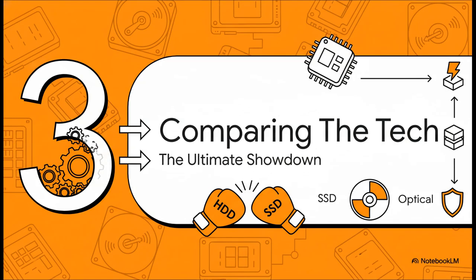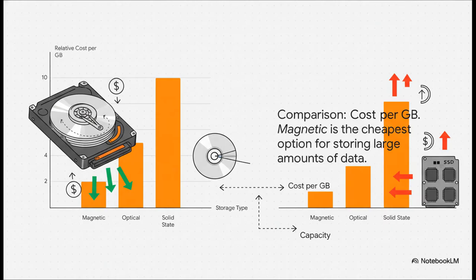And that leads us perfectly into what is probably the most important part for your exam. It's time for the ultimate showdown. How do these three technologies actually stack up? Let's start with a big one: cost. How much bang do you get for your buck? Well, as you can see, magnetic storage is way, way cheaper per gigabyte. And that's exactly why those big traditional hard disk drives are still so popular for storing massive amounts of data. Solid state, on the other hand, is a lot pricier.